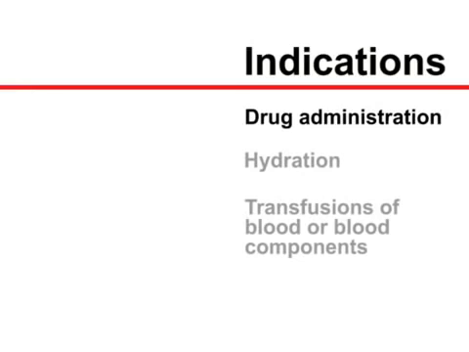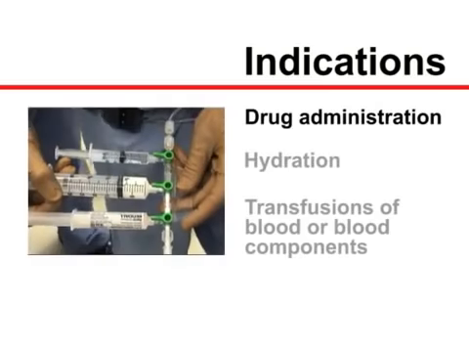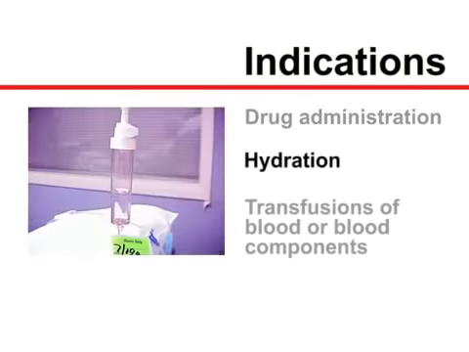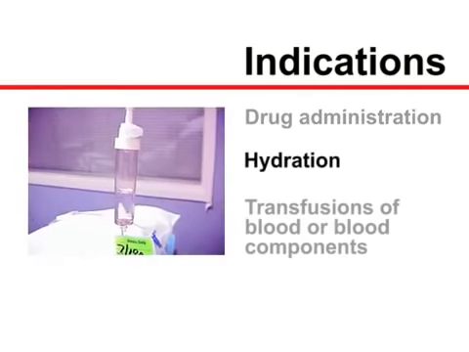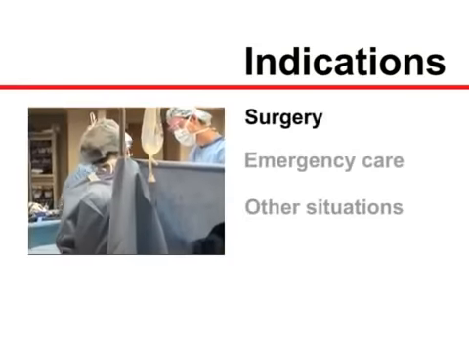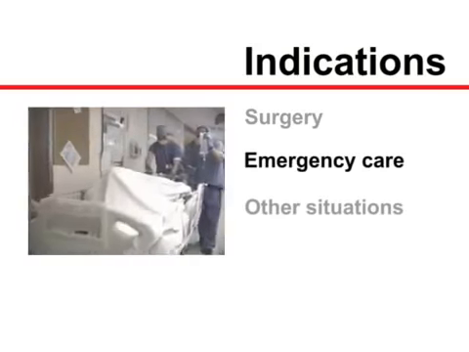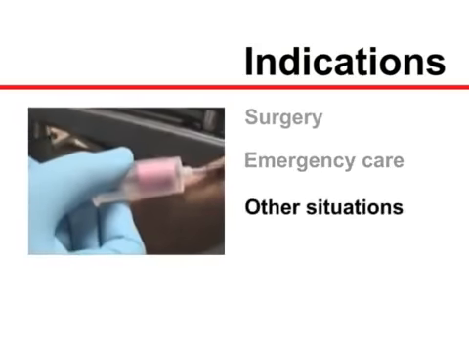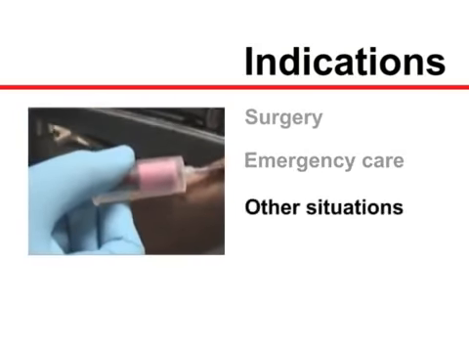Peripheral intravenous catheterization is required in a broad range of clinical applications, including intravenous drug administration, for intravenous hydration, transfusions of blood or blood components, during surgery, during emergency care, and in other situations in which direct access to the bloodstream is needed.